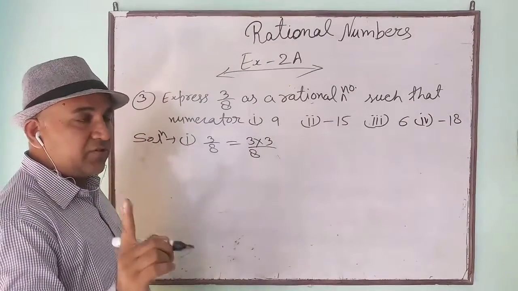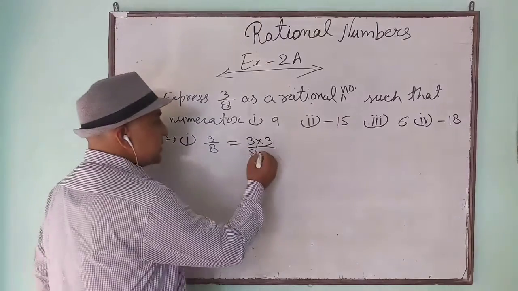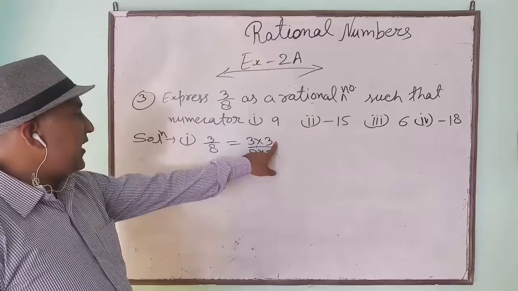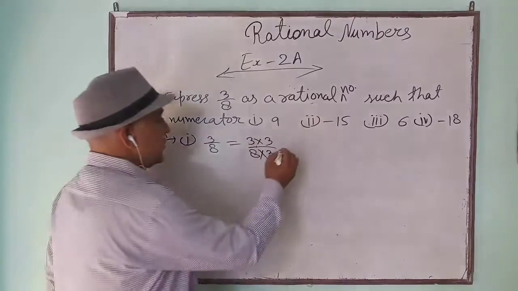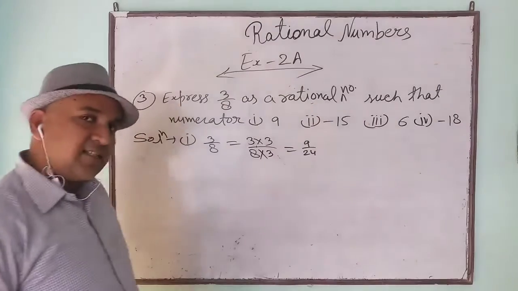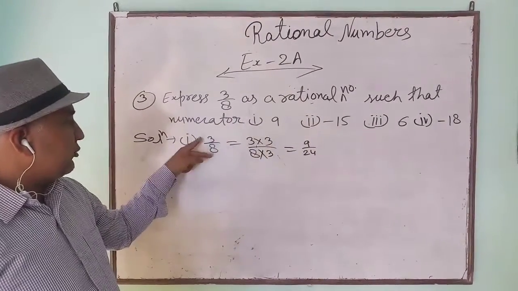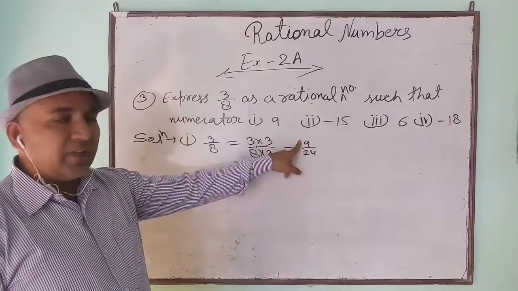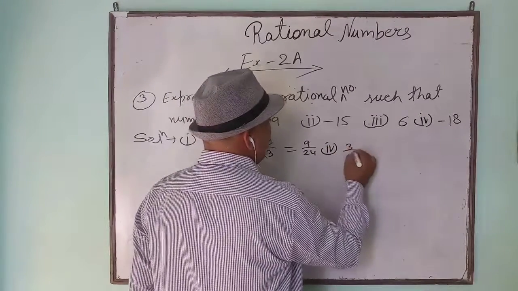But always remember children, if anything is multiplied or divided in the numerator, then same number is multiplied or divided in denominator also. You are multiplying 3 with numerator, then 3 is multiplied with denominator also. So that means your answer is 9 upon 24. Is this clear? You have made numerator 9 in your question. 3 by 8 you have converted into 9 upon 24, where numerator is 9.